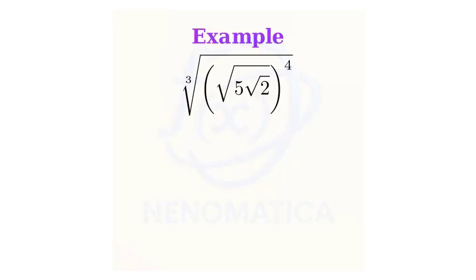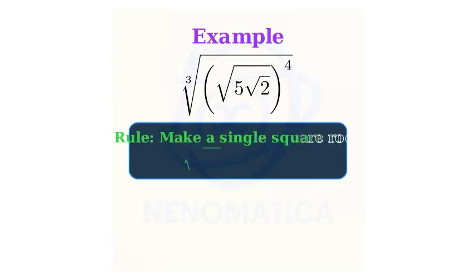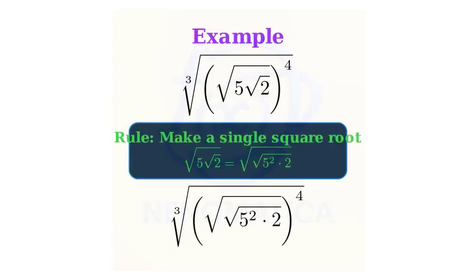We'll move step by step, showing the radical rules we use along the way. Step 1. Rewrite 5 times the square root of 2 as a single square root. Since 5 times the square root of 2 equals the square root of 50, we can write it as the square root of 5 squared times 2. That makes the inside a square root of a square root.